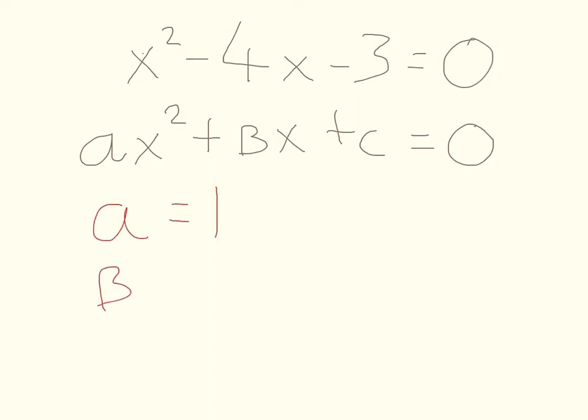My B is going to be minus 4. Minus 4, not 4. So we always take the sign that's before the x, alright? And then my C will be minus 3. Similar enough to what we had above. Alright, so I'm going to move it on now.